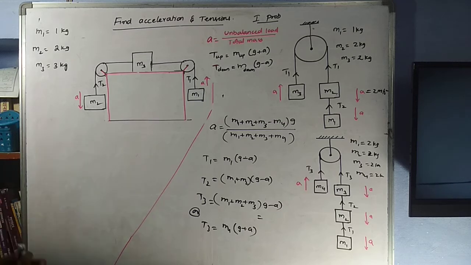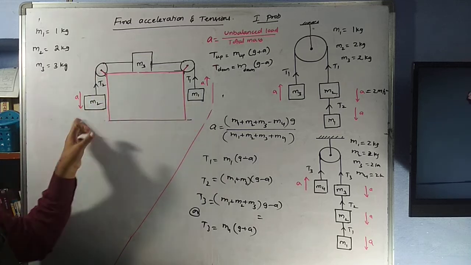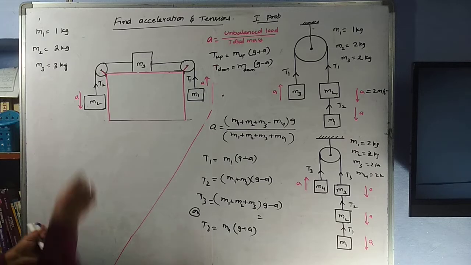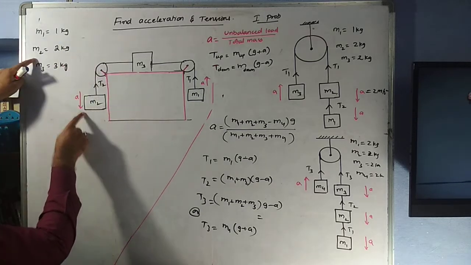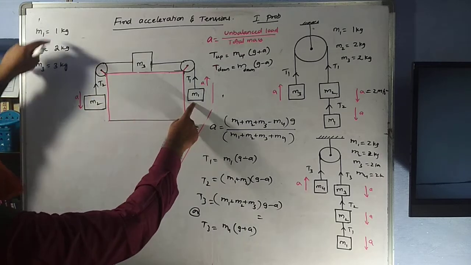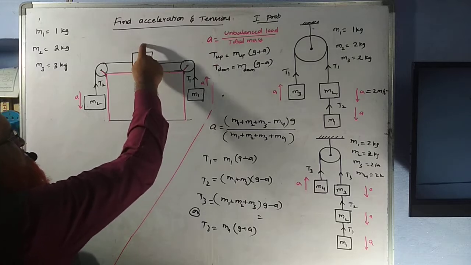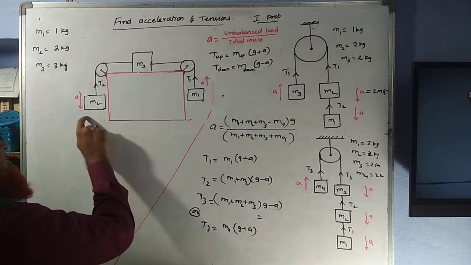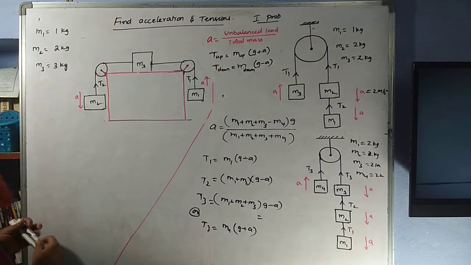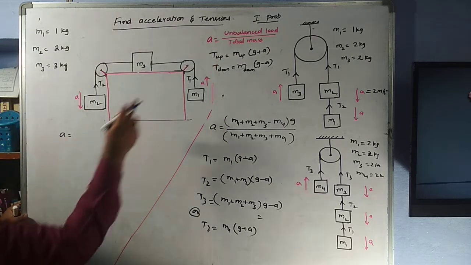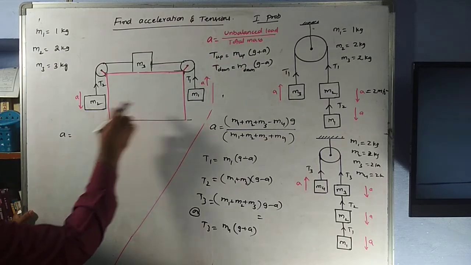So let us consider this case where one body is resting on the table and two bodies are hanging here. This body has the larger mass according to the data given here. m2 is 2 kg, m1 is 1 kg. So this is coming down, this is moving up. This is called the balanced load. These two are called unbalanced. So we need not consider this one while finding the acceleration. So acceleration is equal to unbalanced load, which means this minus this here.